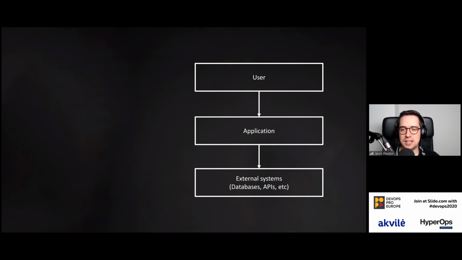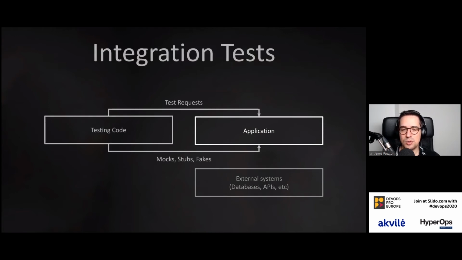So when I want to test this application as a whole, what I do is I write some testing code, which does two things. First of all, it sends some test requests to the application and checks if the response is correct. It also has to somehow abstract away the external APIs and databases most of the time. This is needed to be able to reproduce the steps continuously.